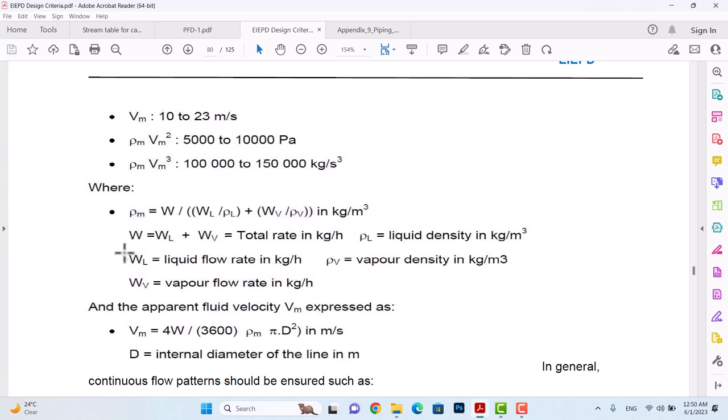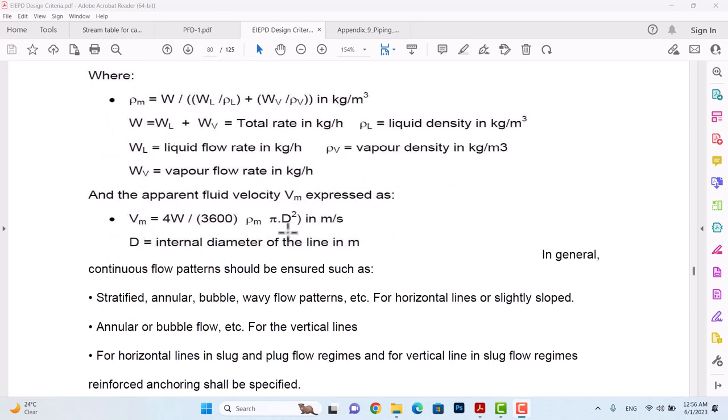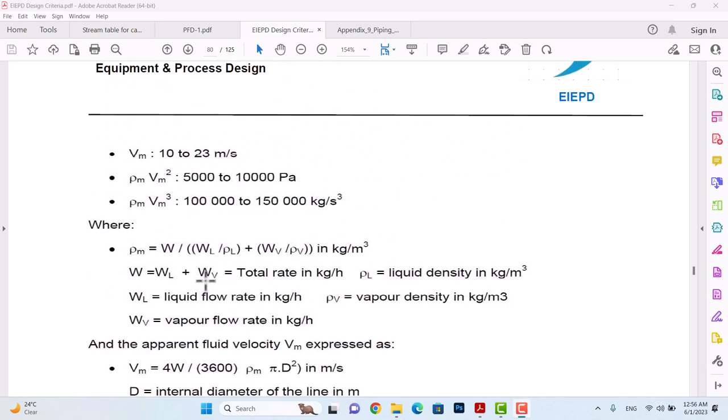The total rate in kilograms per hour is calculated via this one, which is the flow rate of the gas and liquid. And the apparent fluid velocity, V mixture, is expressed with this equation in meters per second, where D is the internal diameter of the line in millimeters.